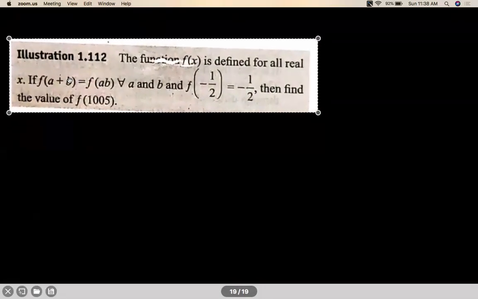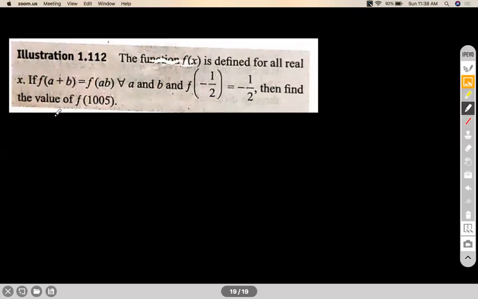A function f of x is defined for all real x. If f of a plus b is f of a times b, for all a and b as inputs to the function, and f of minus half is minus half, then find f of 1005.